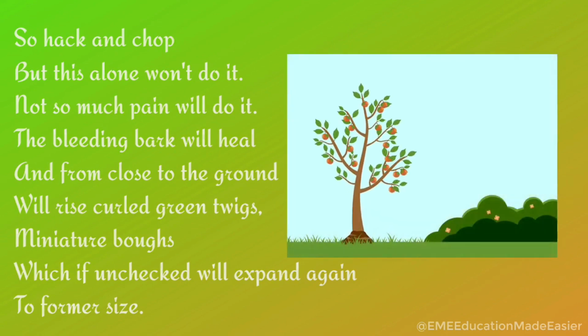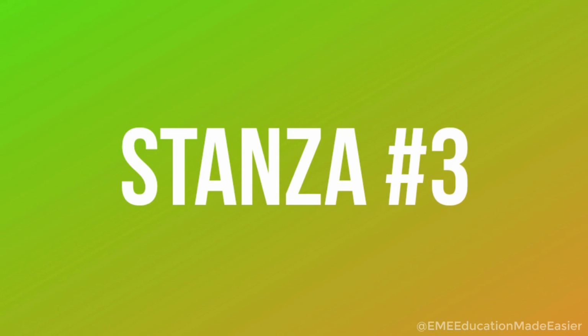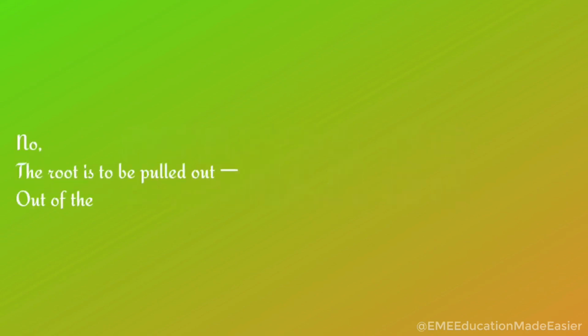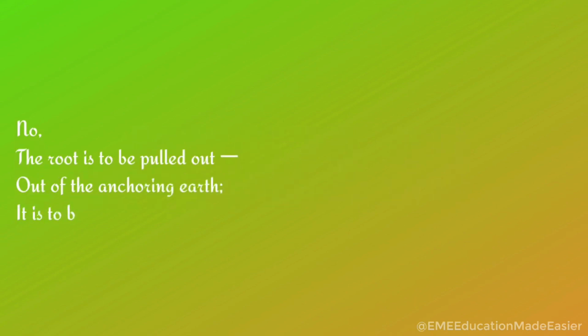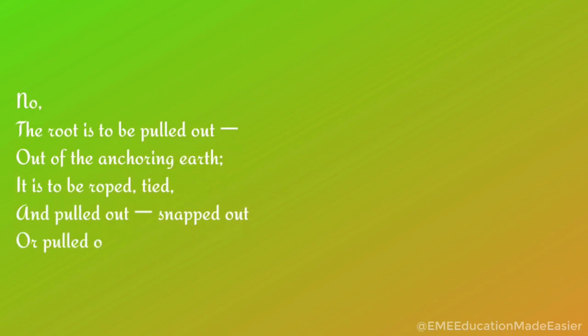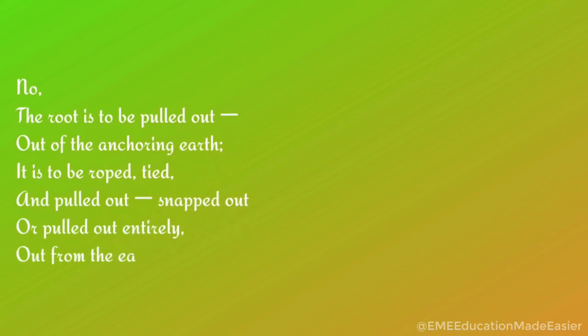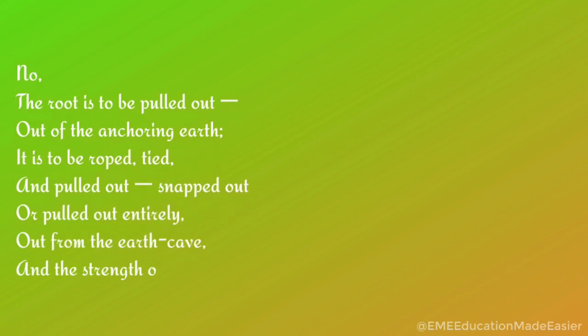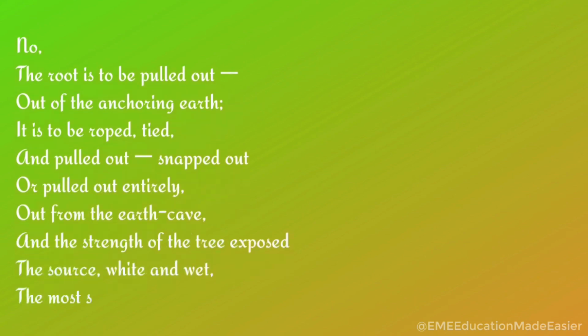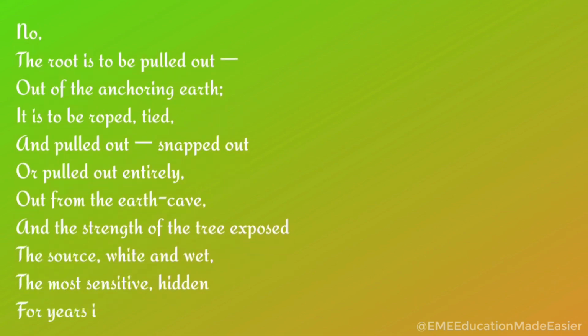Now let's move on to stanza 3, which says, No, the root is to be pulled out of the anchoring earth. It is to be roped, tied and pulled out, snapped out or pulled out entirely, out from the earth cave, and the strength of the tree exposed, the source white and wet, the most sensitive hidden for years inside the earth. Here the poet describes the actual process that can kill a tree.